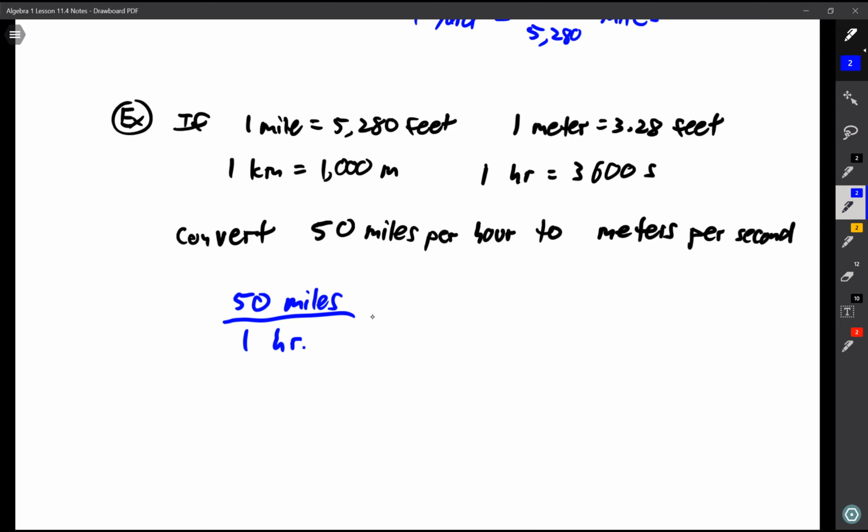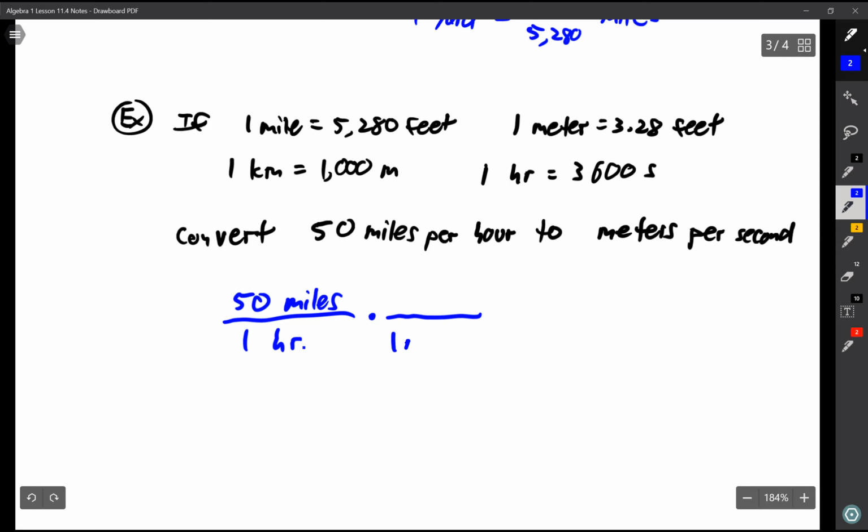I know that 1 mile is 5,280 feet. So when I do that, miles there cancels with miles there. Now my units are feet per hour, but I don't want feet per hour, I want to get to meters per second. So do I have a conversion between feet and meters? Because I didn't have a conversion going from miles straight to meters. But I had miles equals feet, and I have feet equals meters.